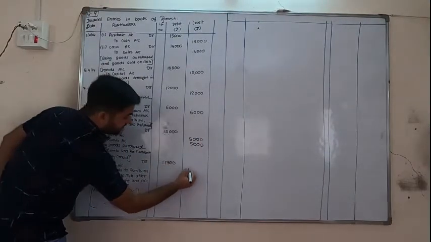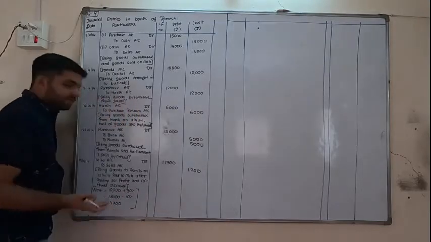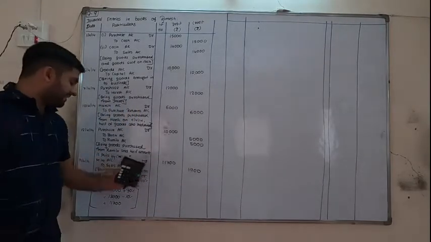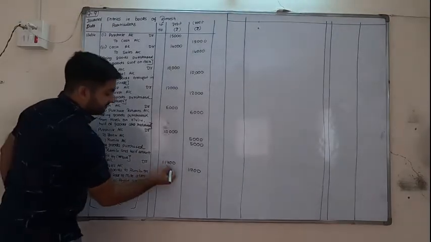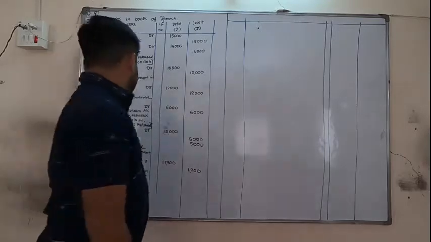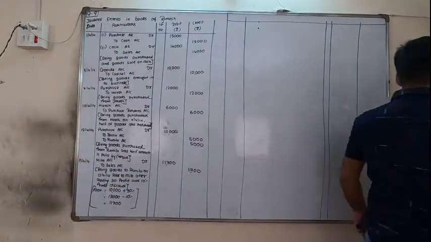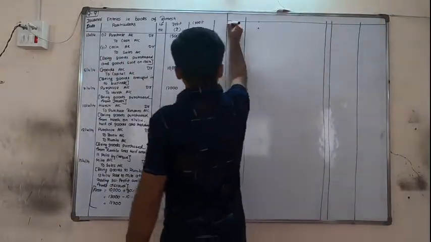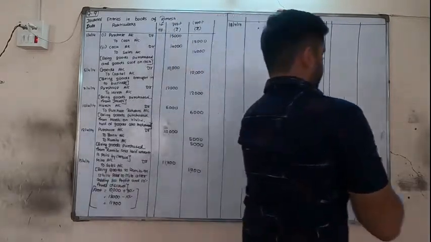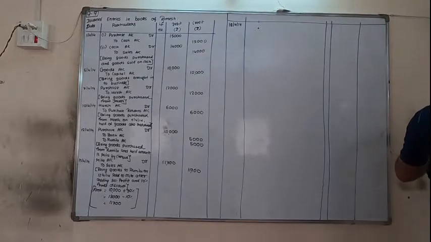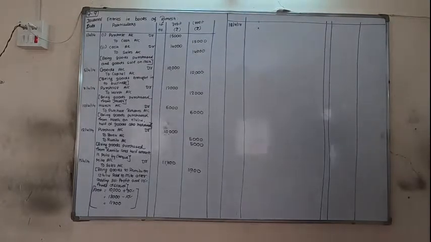This actual calculation is not required. You have the calculator, you can do anything you want. So, Meeta 11,700, sales 11,700. So, very easy. Next date is 18/4/40. Meeta returned goods of 1,000.